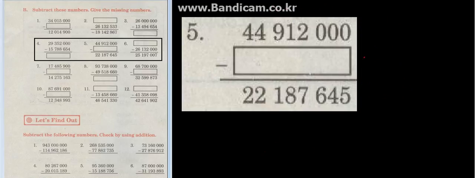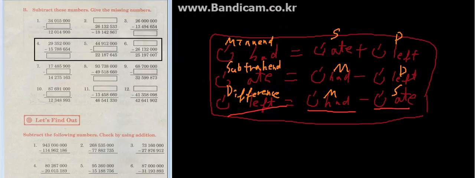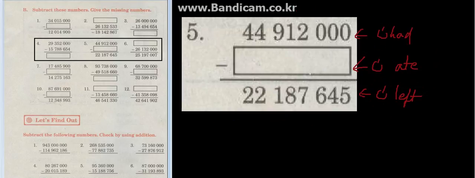This is to know the apple that you ate. And this is the apple you had, and the apple that's left. So what should you do? Remember, you should subtract these two numbers. So to know, you should subtract these two.